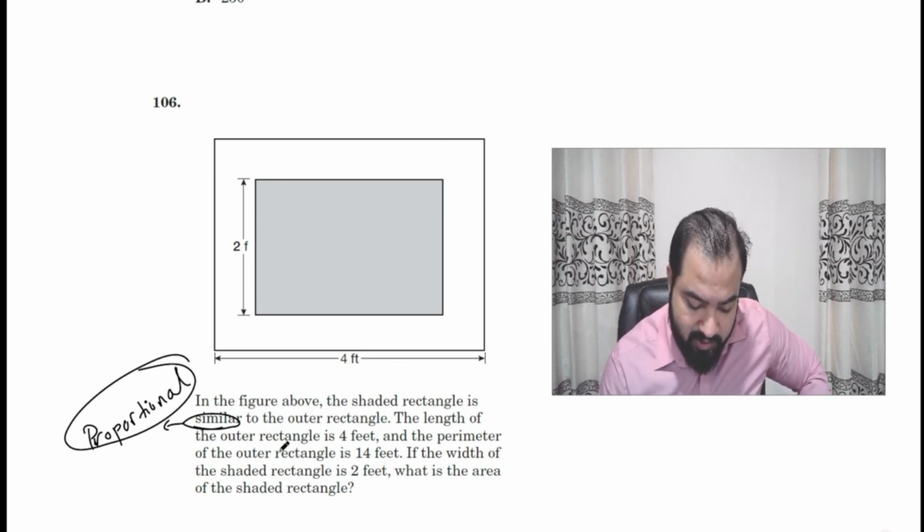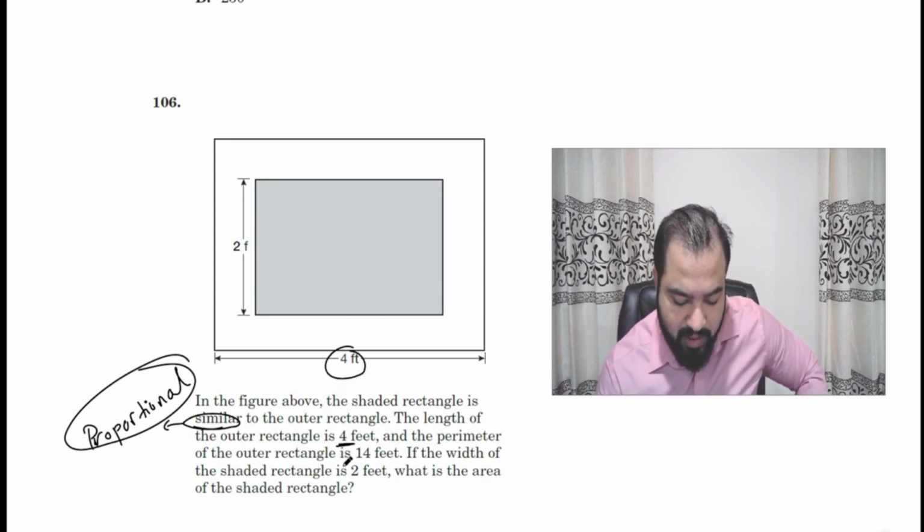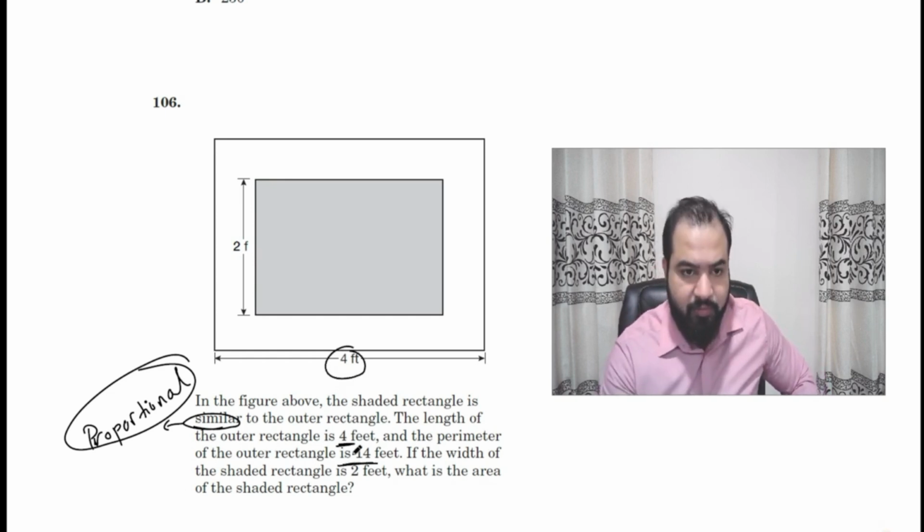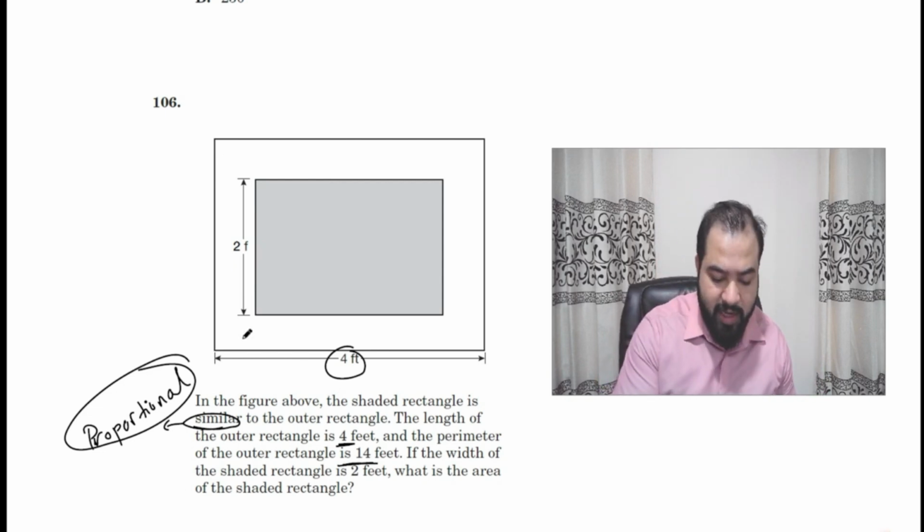Now the length of the outer rectangle is 4 feet, and the perimeter of the outer rectangle is 14. We find the perimeter by adding all the sides of the rectangle. So let's look at the big rectangle. Length is 4, so this side is also 4. So 4 plus 4 is 8.